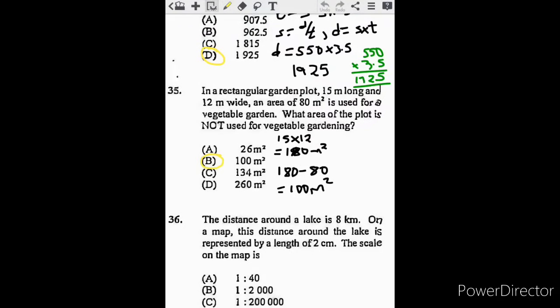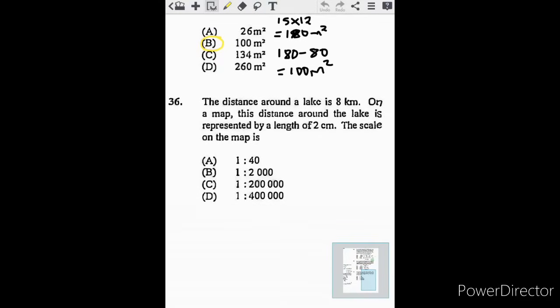36. The distance around the lake is 8 kilometers. On a map, this distance around the lake is represented by a length of 2 centimeters. The scale on the map is... So we need to find the scale of the map for the lake.